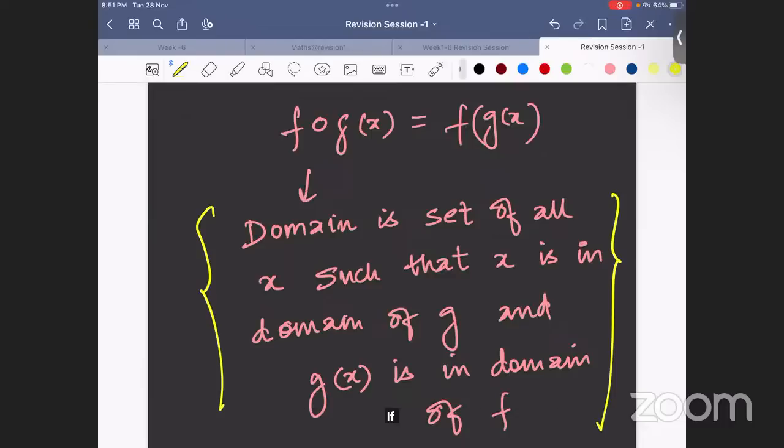Sir, g of x? What g of x? Domain of f of g. Range of g of x. Yes, sir, range of g of x. Range of g of x?